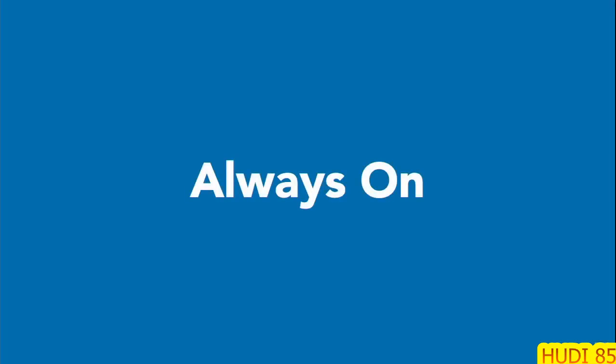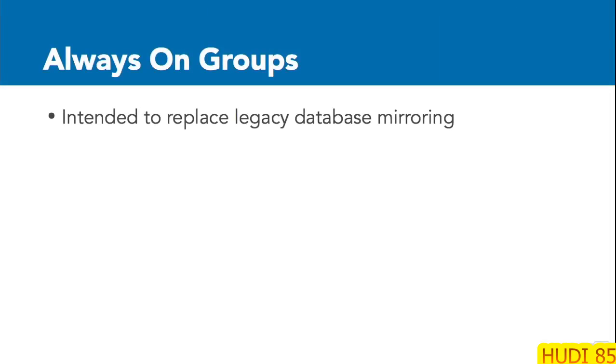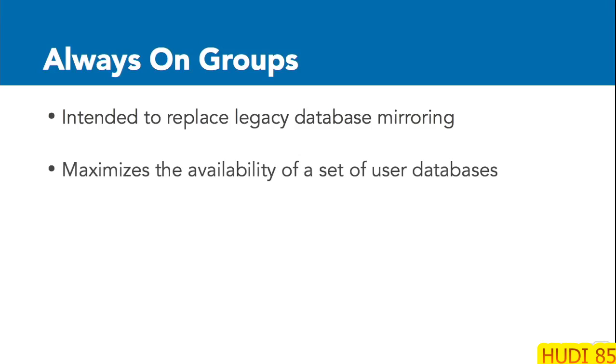The two main availability options that SQL Server 2016 supports, and that will be used in place of mirroring, are Always On failover clustering and Always On availability groups. We'll discuss the availability groups option in this video. Always On groups are intended to replace the legacy mirroring technology. Always On maximizes the availability of a set of user databases, typically for an enterprise.